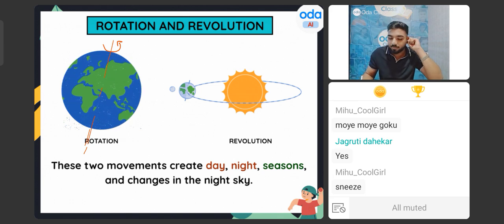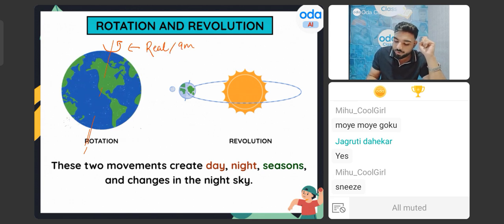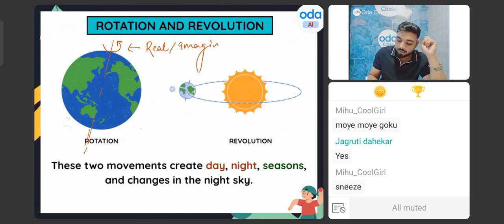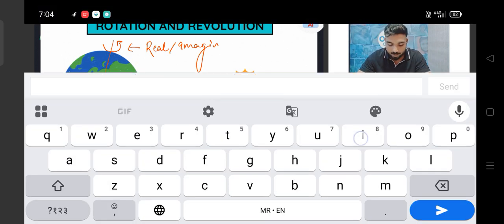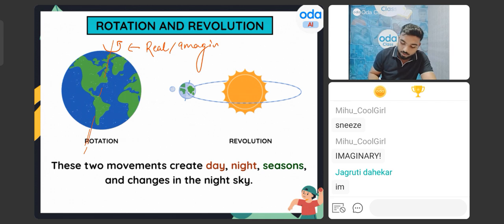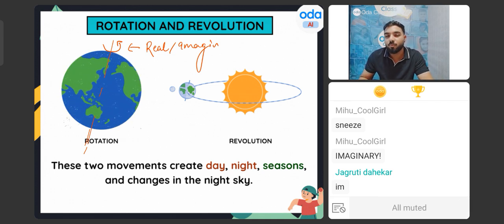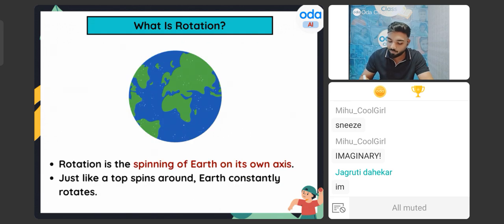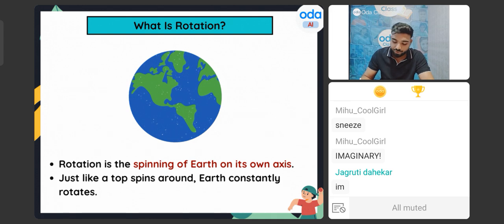And students, I want to ask you guys: is the axis a real line or an imaginary line? बताइए जल्दी से. This axis is a real line or an imaginary line? Imaginary. Very good. Shabash. ठीक है, बहुत अच्छे. So this is called your rotation, where the Earth moves around its axis. All right, that you can see over here. So Earth spinning on its axis is basically called rotation.